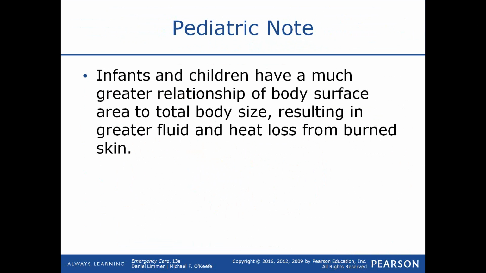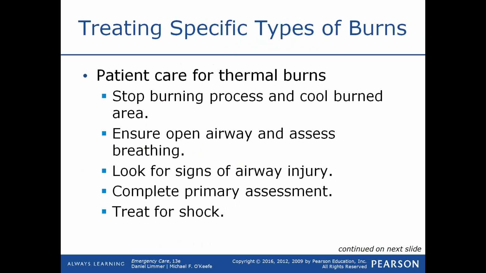Again, children and infants have a much greater relationship of body surface area to the total size of their body. So in addition to the rule of nines being different, they also have greater fluid loss and greater heat loss because of their larger body surface area compared to their mass, or what they weigh. As a result, pediatric patients who are burned can become hypothermic quite easily. Remember, burn is trauma and hypothermia is bad for trauma. So we need to keep these patients warm. Otherwise, they could go into shock.